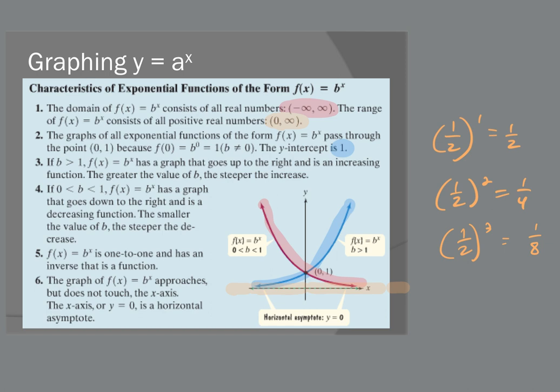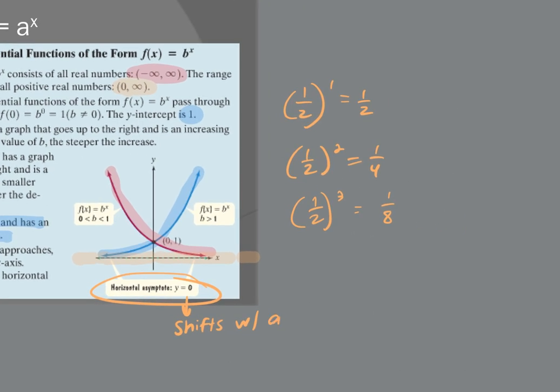5 says these are 1 to 1. It has an inverse function. It would pass my horizontal line test. And 6 says it approaches but does not touch the x-axis because there is a horizontal asymptote at y equals 0. Now this will shift with a vertical shift.